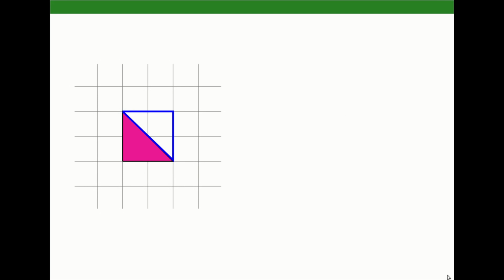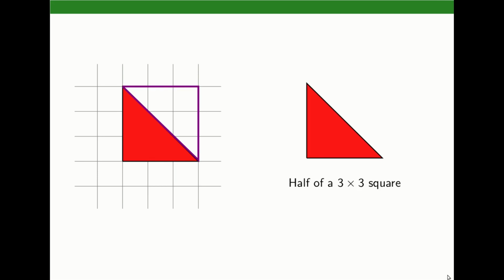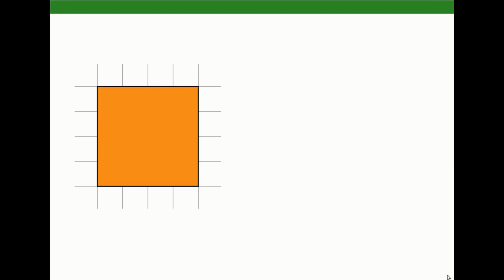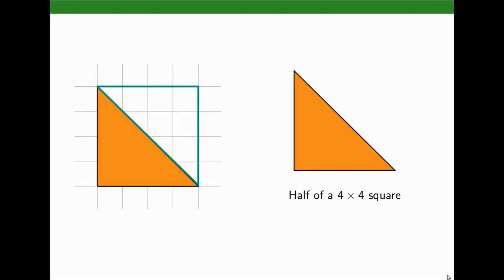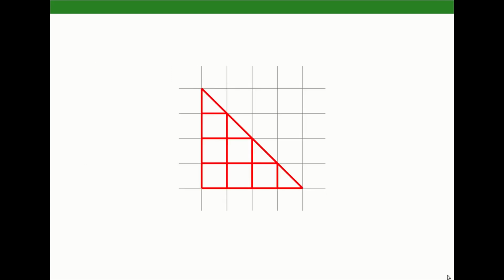Now this colored half is called half of a 1 times 1 square. Here is now a 2 times 2 square, drawing a diagonal, removing a half of it, the colored half, half of a 2 times 2 square. In a similar fashion, we can define half of a 3 times 3 square and half of a 4 times 4 square.